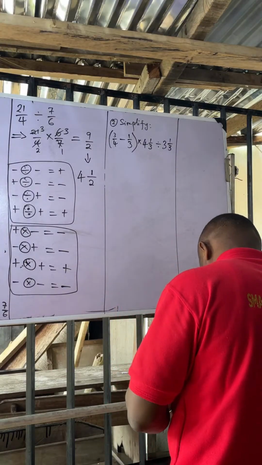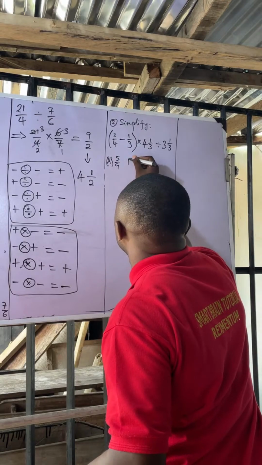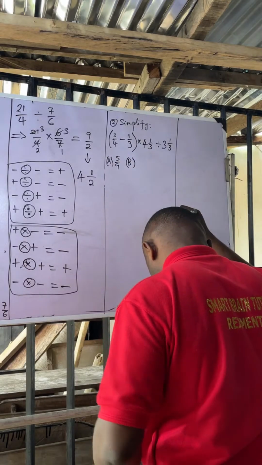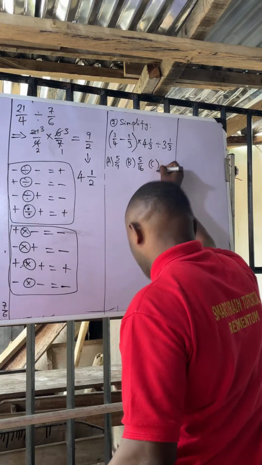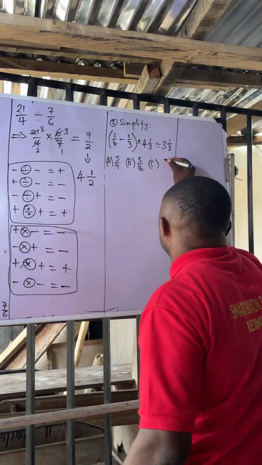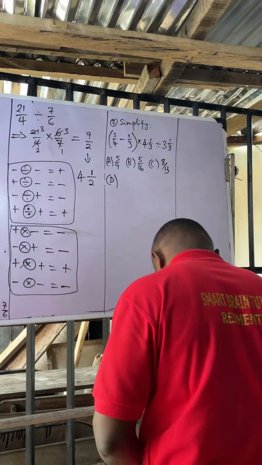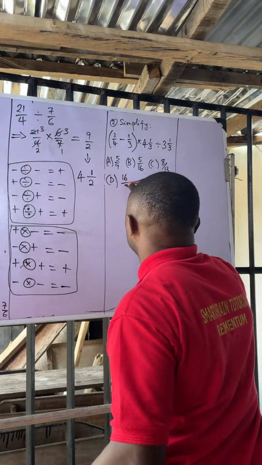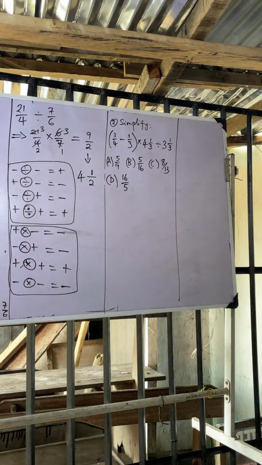So that is it. Our A, 5 over 9, B, 5 over 16, C, 8 over 13, and lastly our D, 16 over 5. That is exercise 2 that they have in this book. Exercise 2 that they have. So that is exercise 2.